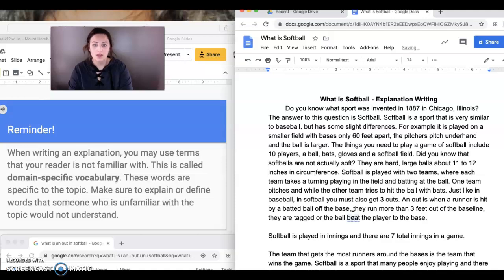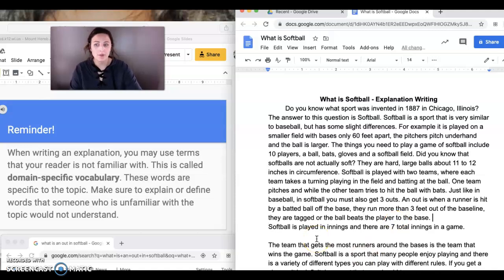So, just like in baseball and softball, you must also get 3 outs. An out is when a runner is hit by a batted ball off the base. They run more than 3 feet out of the baseline. They are tagged, or the ball beats the player to the base.